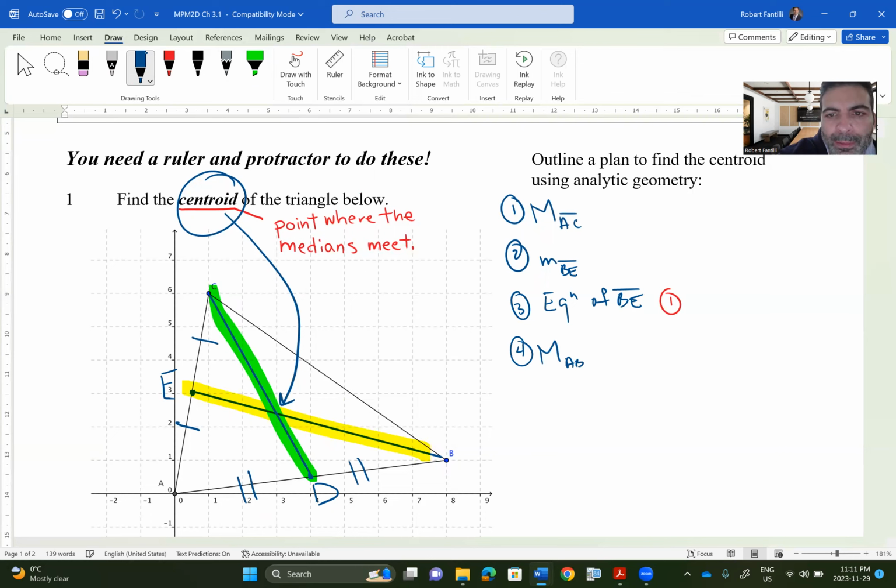And then the fourth thing I'm going to want to do is find the midpoint of AB, because that's that coordinate D. This was the midpoint of AC, we called it E. Midpoint of AB, we're going to call that D. Then I'm going to find the slope of CD. And then I'm going to find the equation of CD, line segment CD. That's my second equation.